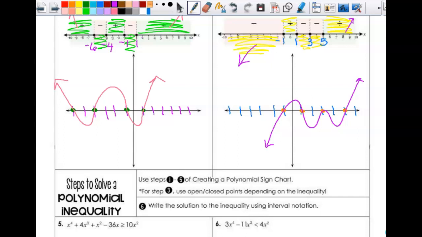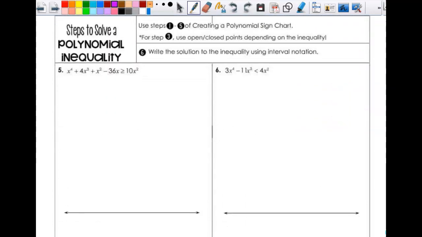All right, so now let's look at the inequality part of this. So the steps are basically the same. We use steps 1 through 5, which is basically everything that we did. But for step 3, we have to pay attention to open, closed points depending on the inequality, since it's an inequality. And then we have to write the solution to the inequality. So our first step was to set this equal to 0. And this is not set equal to 0, so I need to do that. So I'm going to move my 10x squared over. So I'll get x to the 4th plus 4x cubed minus 9x squared minus 36x, and that is greater than or equal to 0. Okay, so now it's set equal to 0.